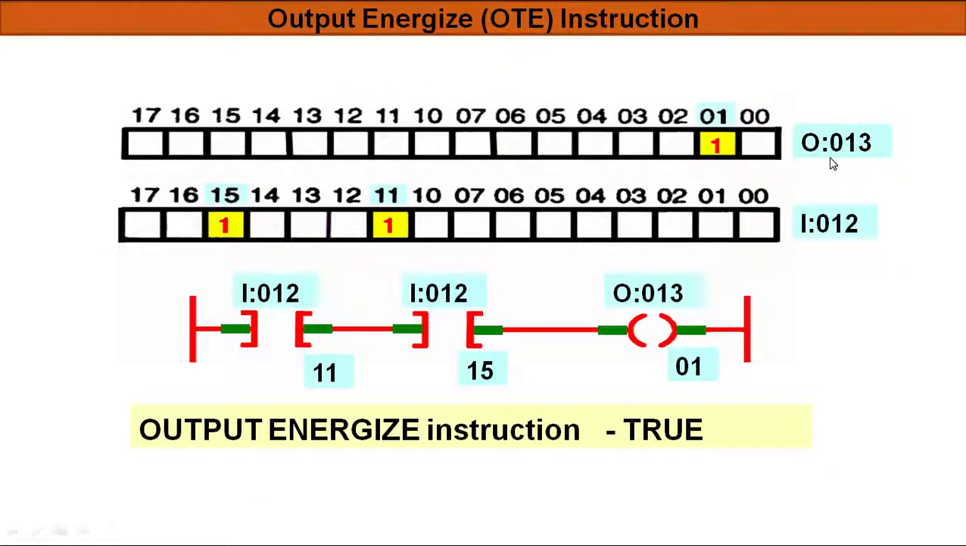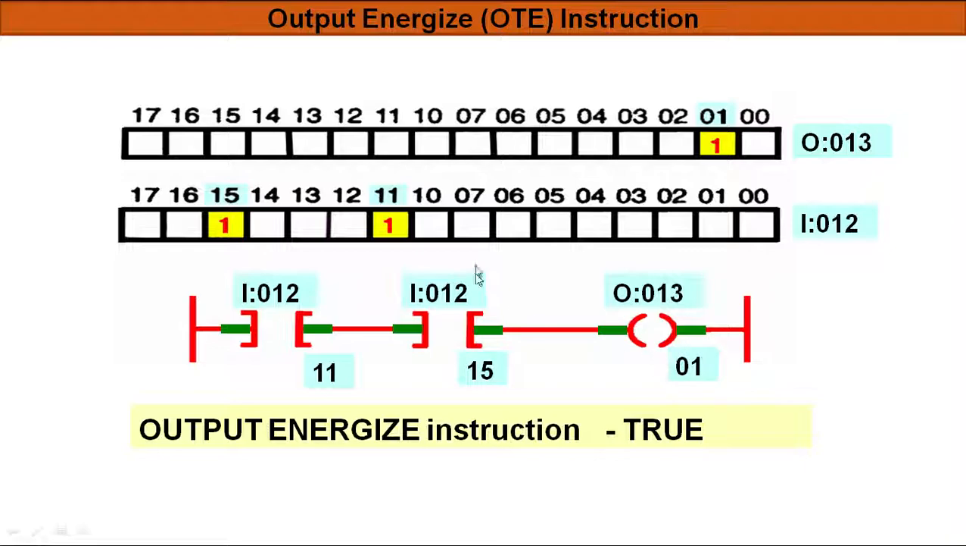This is 00013. There is a 13 number there. This is the table actually. They have different tables over there, and in between those tables there is a table number 13. Out of that, 01 is the second number. So we will write down the output energize instruction as 01301.